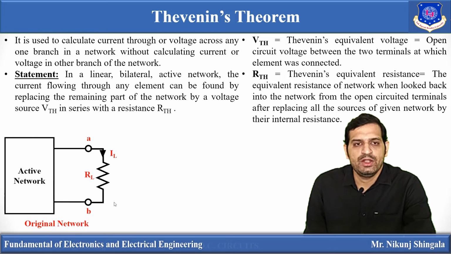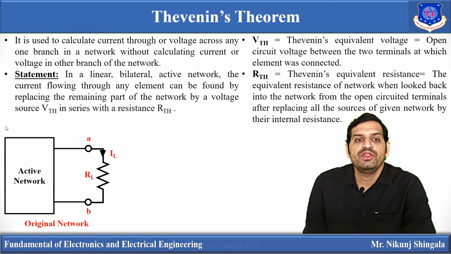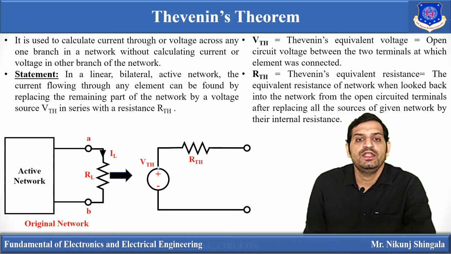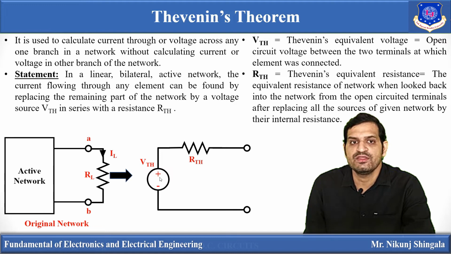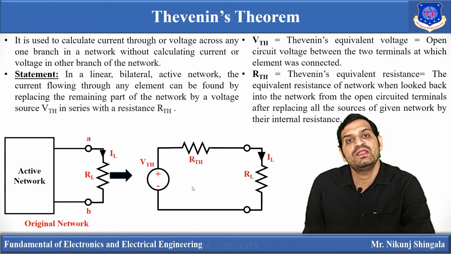So this is the given network. The network is divided into two parts. One part is the left hand side of the AB terminal and the other is the right hand side of the AB terminal. RL is the element in which we want to determine the current. So we do not need to find the current in the remaining part of this network. Now this part can be replaced in terms of VTH and series RTH. And after finding the values of VTH and RTH, we connect RL back and we can easily find the value of IL, because now this network contains only one loop.